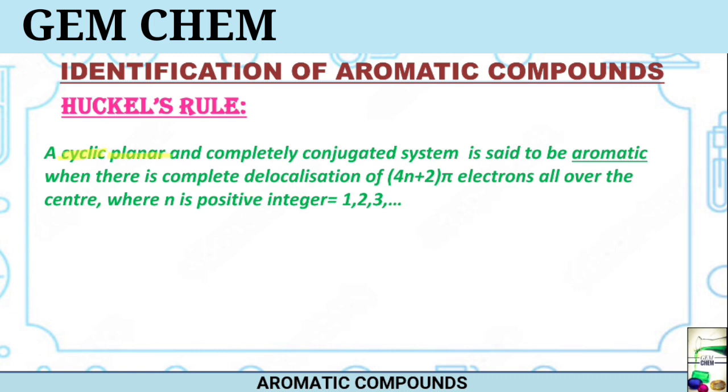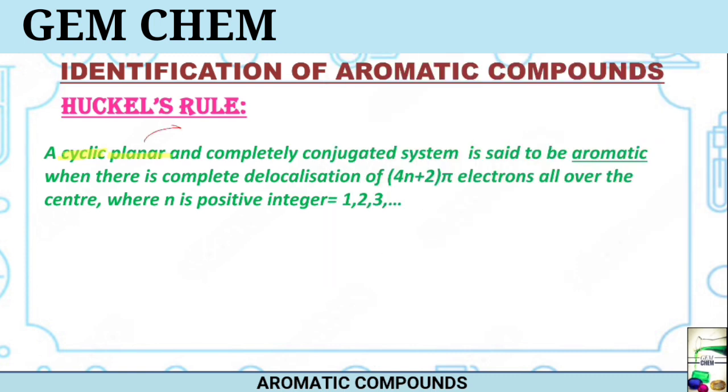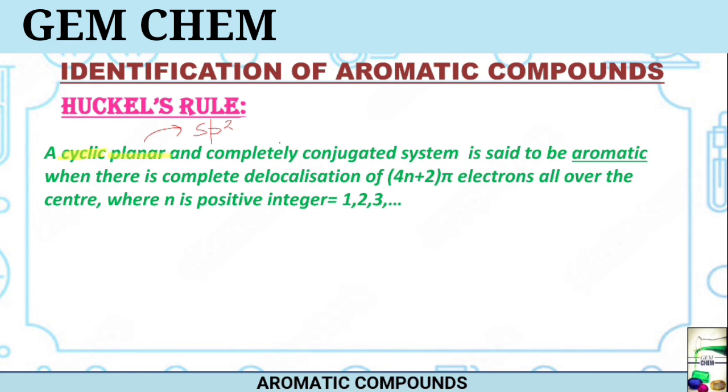We know that planarity can be maximally attained when we have sp2 hybridization. Our moiety becomes planar, right? So, the moiety must be planar, cyclic, as well as a completely conjugated system. There should not be any gap in the conjugation. So, these are said to be aromatic.